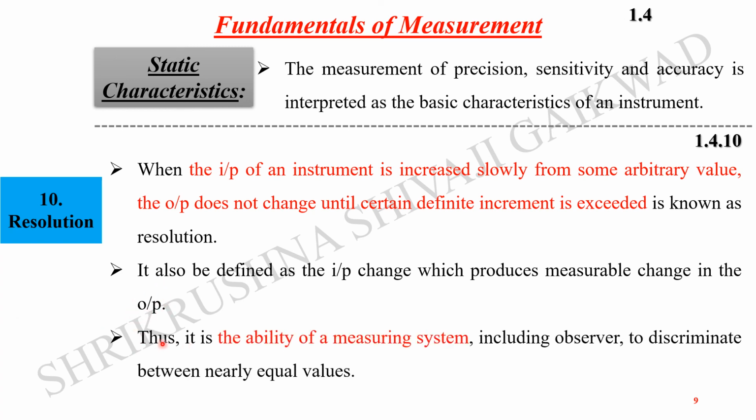Thus it is the ability of a measuring instrument or measuring system, including the observer, to discriminate between nearly equal values. So we should be able to discriminate the changes happening between nearly equal values.